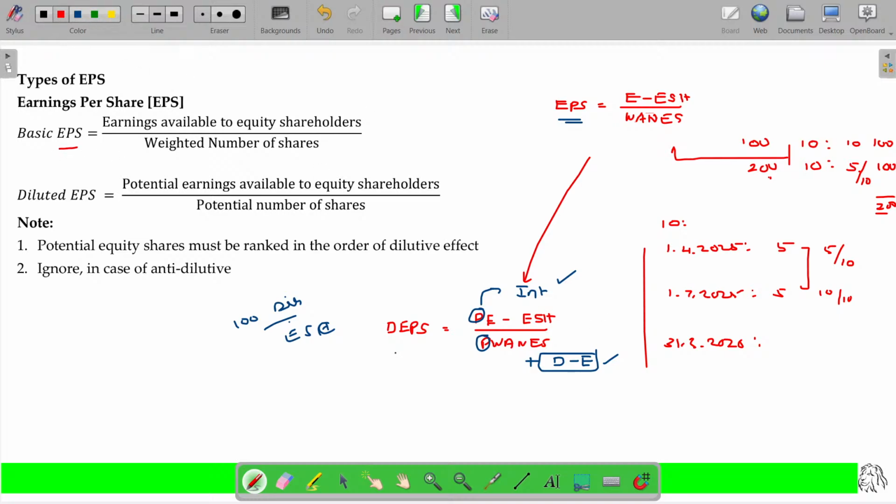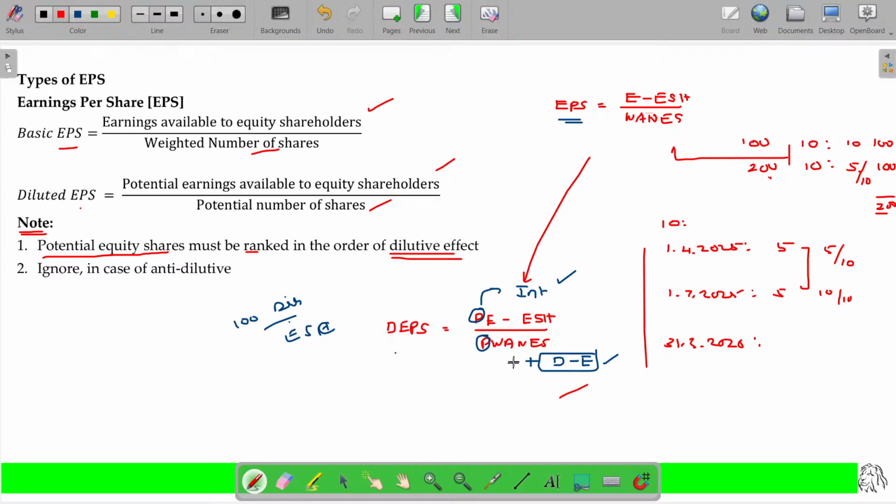So basic EPS is earnings available to equity shareholders over the weighted number of shares, and diluted EPS is potential earnings available to equity shareholders divided by the potential number of shares. And we have been given additional notes also. Potential equity shares must be ranked in the order of dilutive effect. It is not only conversion of debentures into equity share capital; sometimes preference shares are also converted into equity share capital, or for some other reasons, options may be there, warrants may also be there. Based on these reasons, the number of equity shares in the denominator may be increasing, and the numerator is also getting affected.